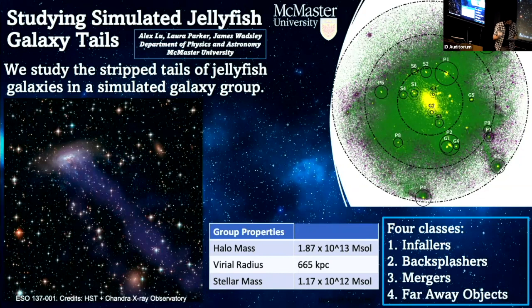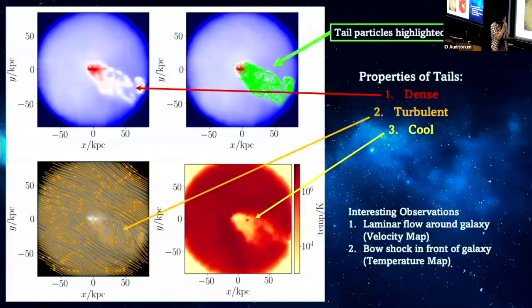The first thing we want to do is identify these tails, which we've done here. The tails are identified using an algorithm based on a series of velocity and temperature cuts. I won't be going over that, but if you're interested, you can speak to me later. They exhibit some interesting properties. The first is that the tail gas is often dense. Between the disk and the virial radius, the densest gas is often the tail gas, as you can see in the top left. In the top right, I've also highlighted the tail particles in line.